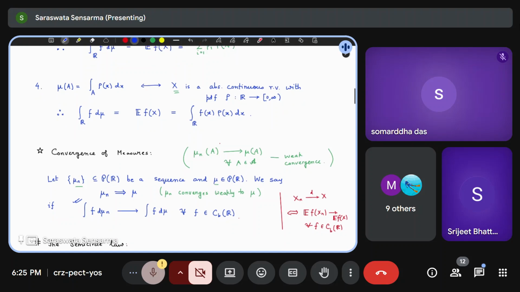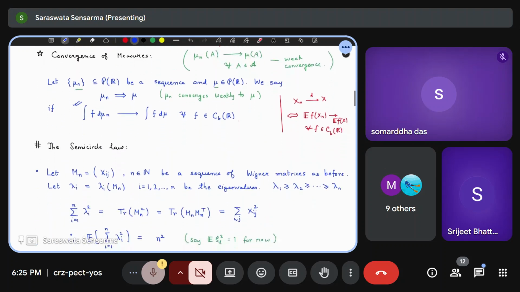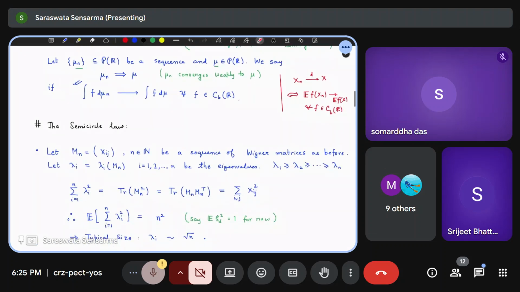Now we are ready to get back to random matrix theory, and let's go into the semicircle law. Okay, so let's say M_n is our random matrix with entries x_ij. This will be a Wigner matrix, and let lambda_i be the eigenvalues. Note that the lambda_i's are increasing to infinity, because if I sum over the squares of the lambda_i's, that is the trace of M_n squared, and that is the trace of M_n transpose M_n, because this is a symmetric matrix.